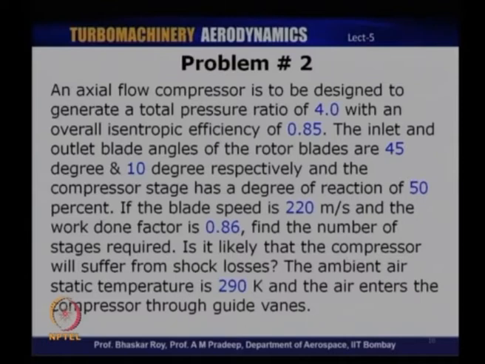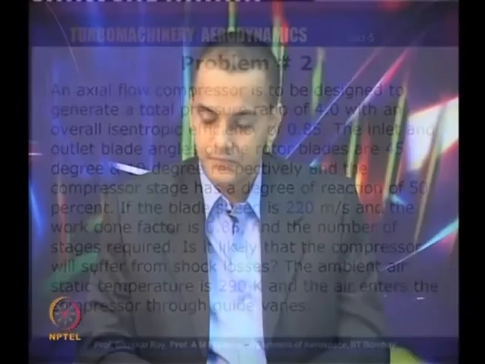The ambient air static temperature is 290 Kelvin. And the air enters the compressor through guide vanes. So, this statement is slightly different from the previous problem we have solved. One part of it is identical in the sense that we still need to find the number of stages required, but the second part of the problem is quite different, where we are required to determine if this compressor will suffer from any shock losses.